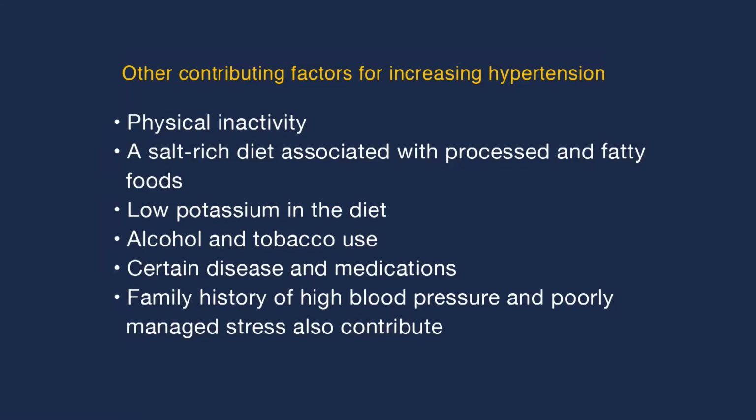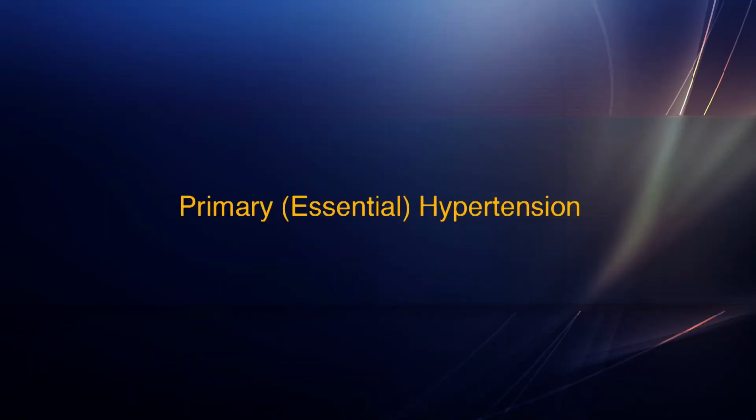Some of the other contributing factors include physical inactivity, a salt-rich diet associated with processed and fatty foods, low potassium in the diet, alcohol and tobacco use, certain diseases and medications, family history of high blood pressure and poorly managed stress. There are two types of high blood pressure. The first one is primary or essential hypertension. For most adults, there is no identifiable cause of high blood pressure. This type of high blood pressure, called primary or essential hypertension, tends to develop gradually over many years.